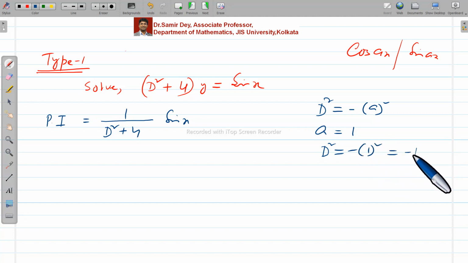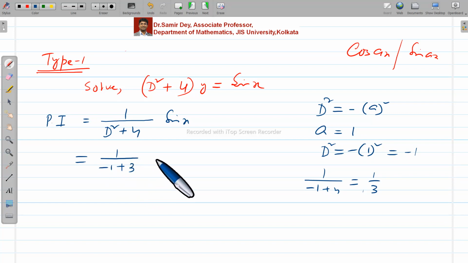It is minus 1. Now, please don't write here. First, you have to substitute separately. 1 by minus 1 plus 4, it is coming 1 by 3. If your denominator is coming non-zero, then only you substitute here. That is 1 by minus 1 plus 4, times sine x. Clear? So ultimately it's coming 1 by 3 sine x. So this is your type 1. Is it clear?